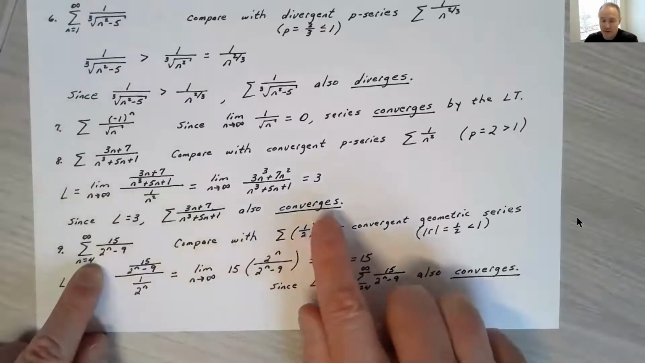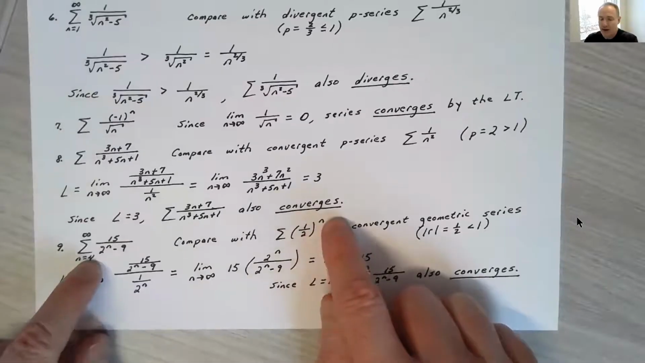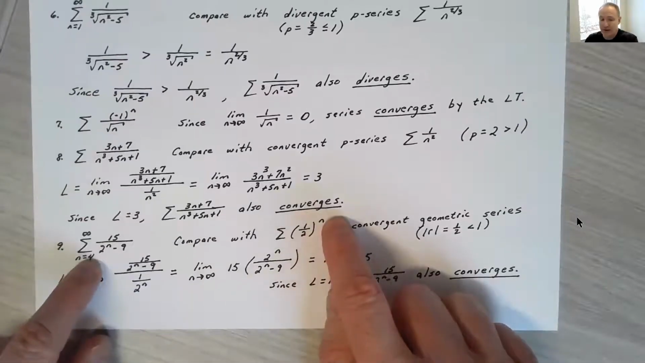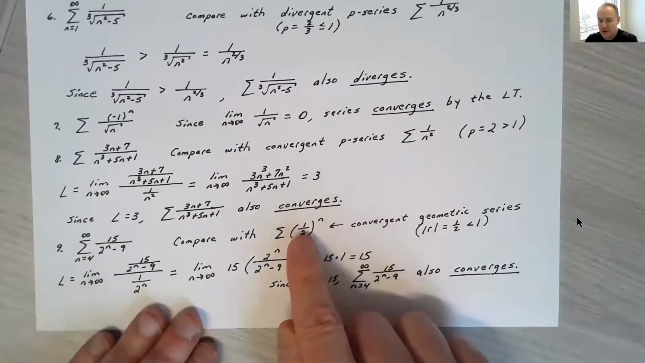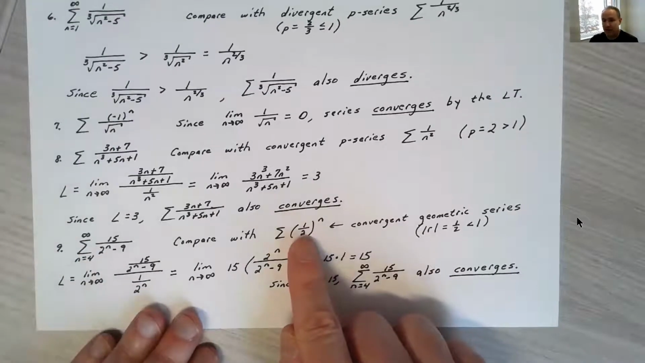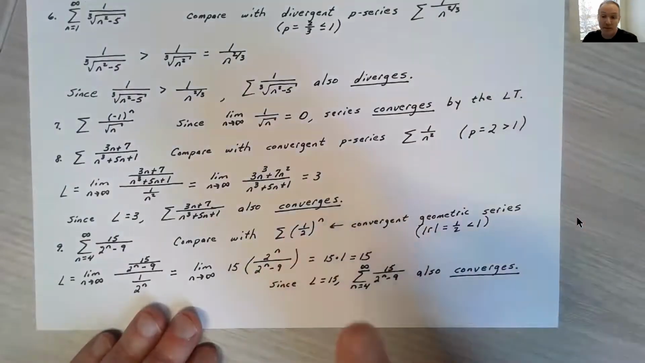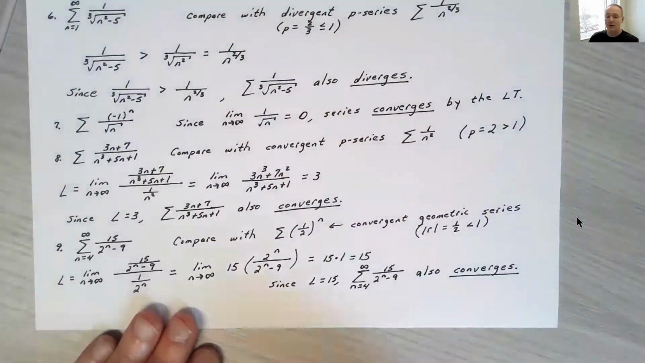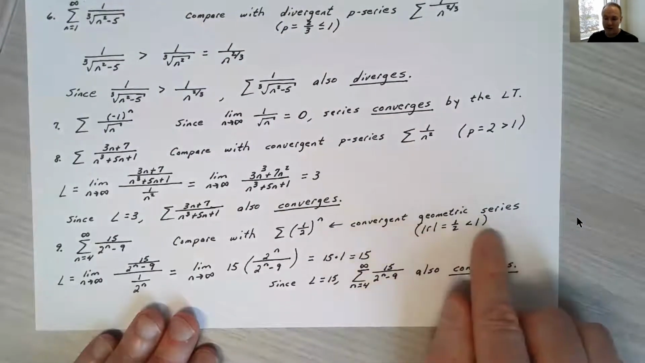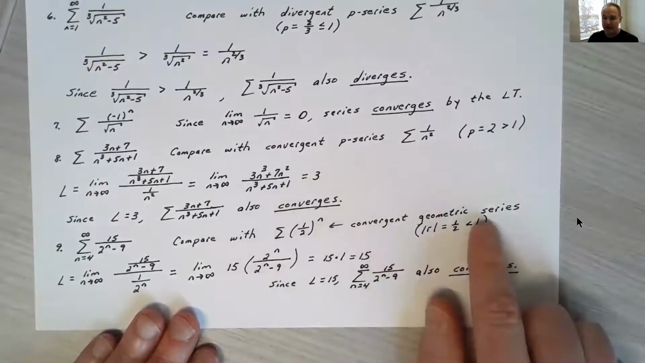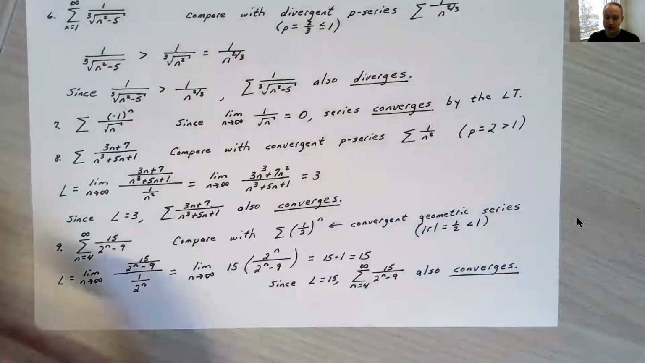So I'm thinking, okay, I'm going to compare this with the geometric series (1/2) to the n. And the reason I wrote it as (1/2) to the n instead of 1 over 2 to the n is it makes it more obvious that your common ratio is 1/2. And you say, well, why did you need to make that more obvious? Because we know geometric series always converge if the absolute value of your common ratio is less than 1. Well, 1/2 is less than 1, so this would be a convergent geometric series.